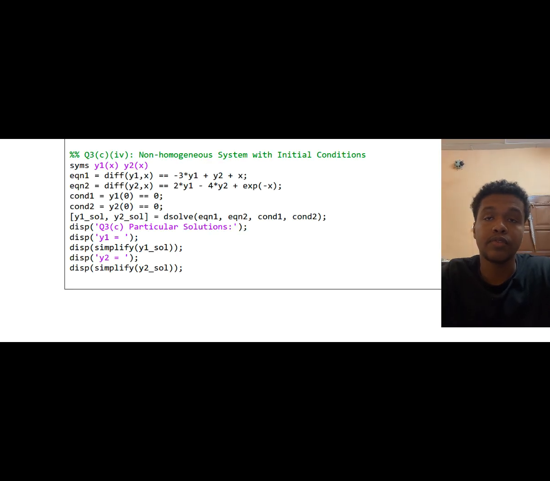Now the MATLAB code for question 3c: a non-homogeneous system with initial condition. Starting with syms y1, y2, x. After that we put each of our two equations in a different variable and also their initial conditions. After that we use the dsolve function to solve them at the same time, and in the end we display each one of them using the simplify function. As we can see, our code gives exactly the same result as our manual calculation.